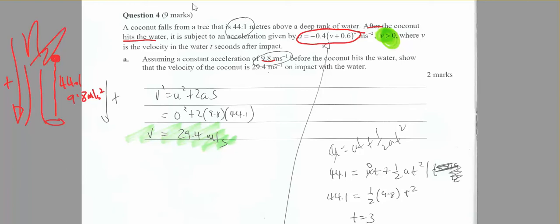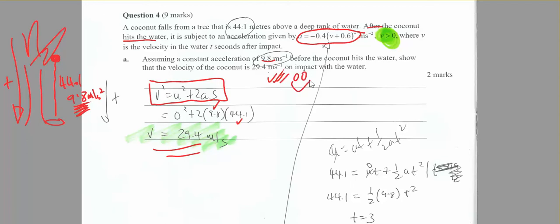Okay, so because I have constant acceleration, I can use v squared equals u squared plus 2as. I know the distance, 44.1. I know the acceleration, 9.8. Therefore, take the square root of that and I get 29.4, exactly what I was after.